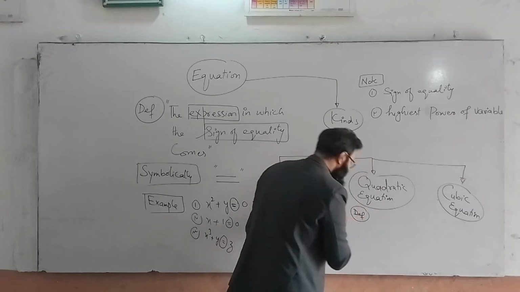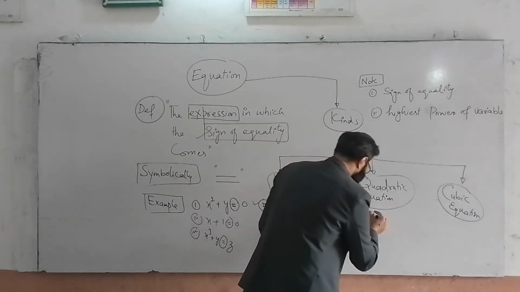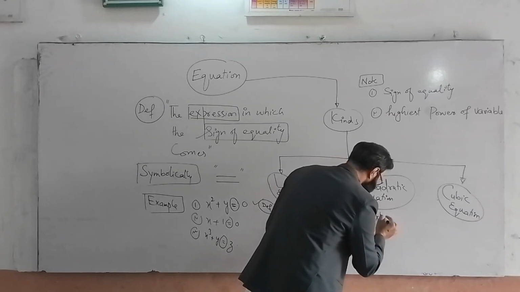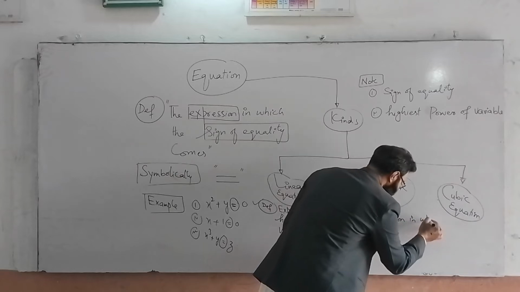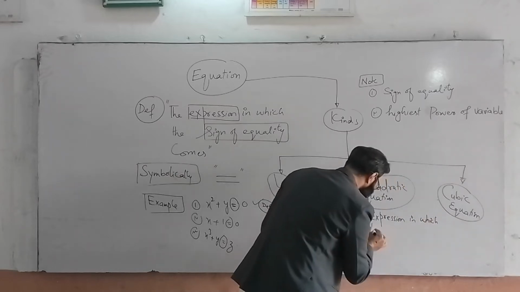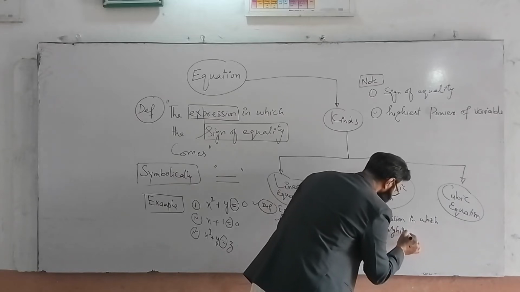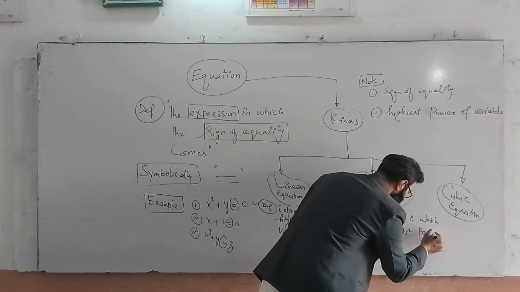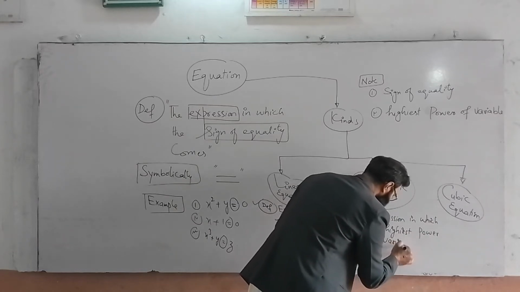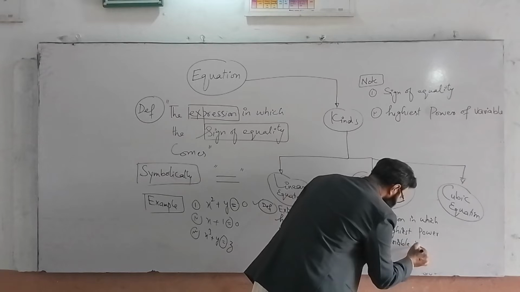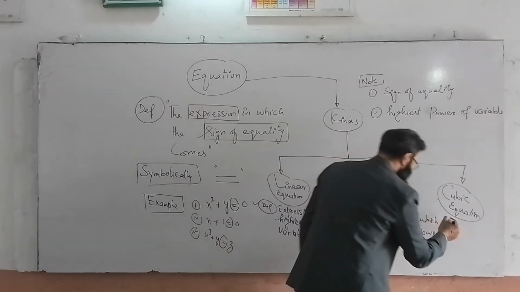Now come towards the quadratic equation. Definition of quadratic equation. What is a quadratic equation? The expression in which the highest power of the variable is 2 is called a quadratic equation. Cubic equation.